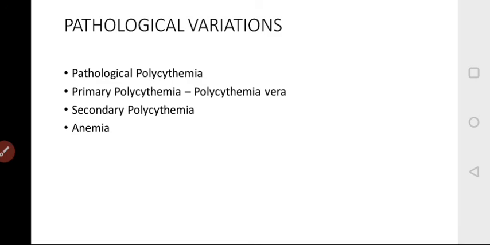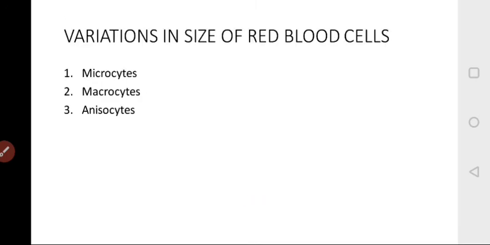Next, we will see anemia. There is abnormal decrease in RBC count. It is called anemia. The hemoglobin count is also decreased. Now we will see variations in size of the red blood cells.